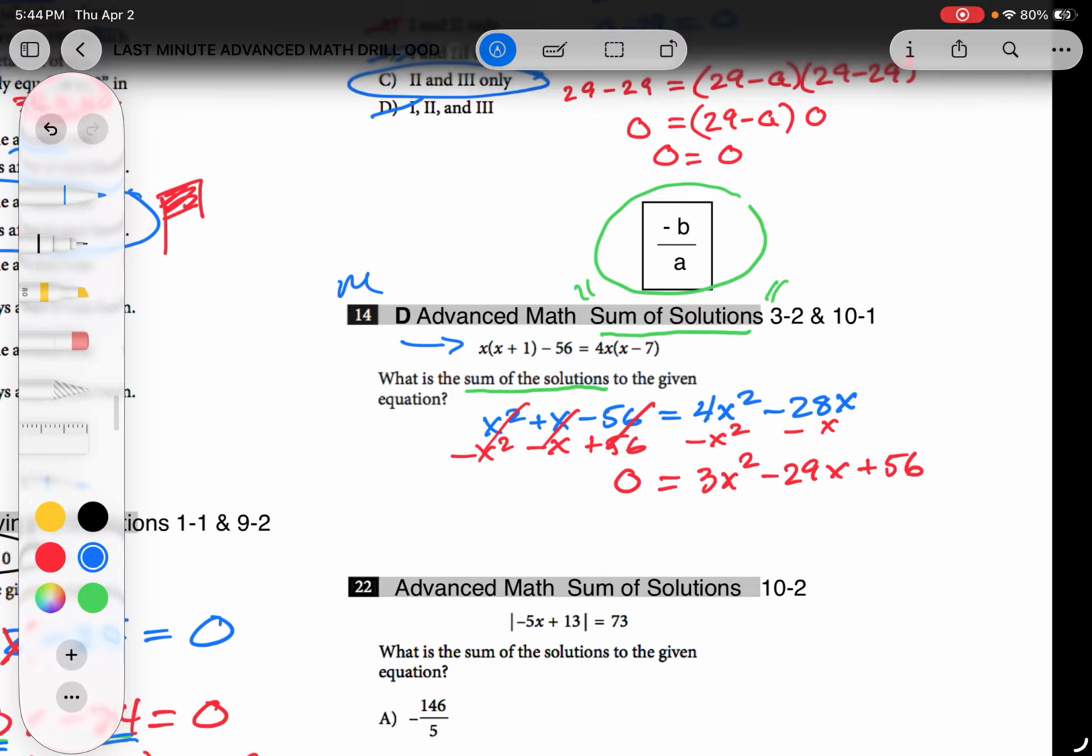Now, negative b over a. What is my a value? It is 3. What is my b value? Negative 29. What's my c value? Positive 56. So what's my negative b over a? My negative b is a negative 29, all over my a, which is a positive 3. So that equals, a negative times a negative is a positive, 29 over 3, and that is the answer to the question. Done. D-U-N. How'd you guys feel about that?